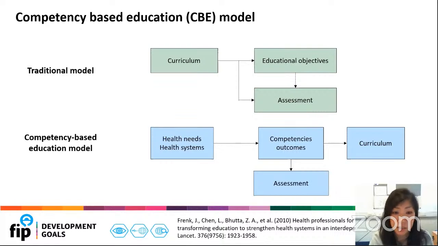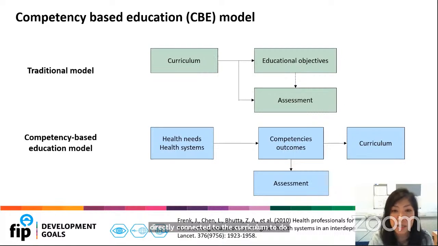On the other hand, the CBE model, compared to the traditional model, has to start from the needs assessment of the national and local health and demands of the health system. Then it leads to identifying the competencies that pharmacists require to serve their local population and communities, then develop a curriculum to prepare learners to obtain the competencies. The important part is that the assessment is not directly connected to the curriculum.